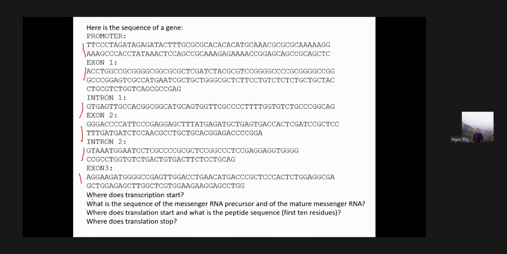Please identify for me where the transcription starts. What is the sequence of the mRNA precursor? That means the immature mRNA. Okay, sorry, immature mRNA, and then the mature messenger RNA. Where does translation start, and what is the peptide sequence? Write down for me the first 10 residues of the peptide sequence, and where the translation starts. Okay, please help me to identify and answer those questions.